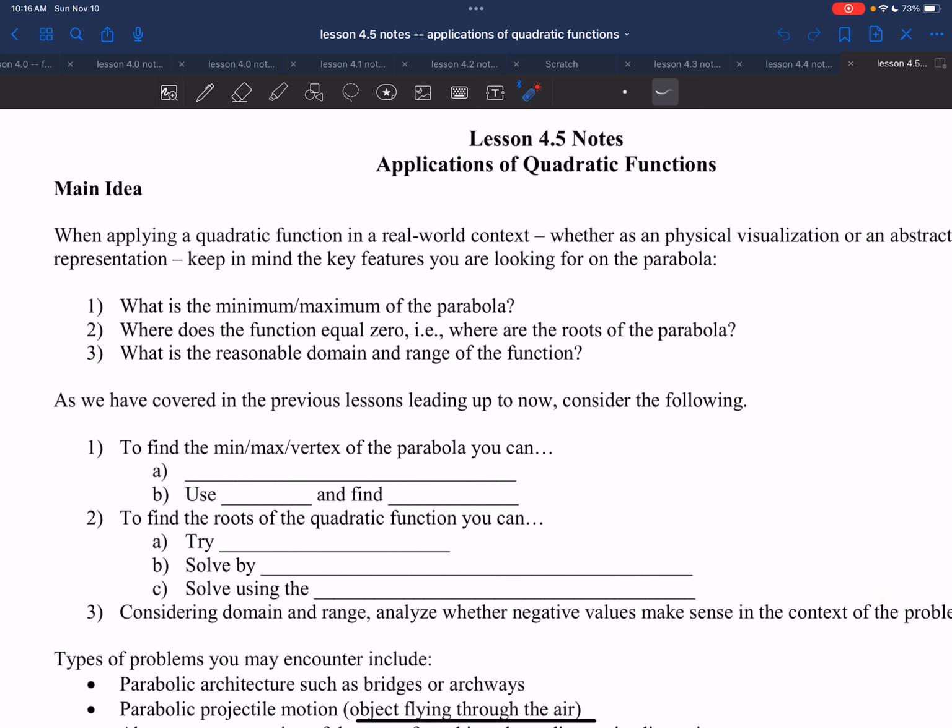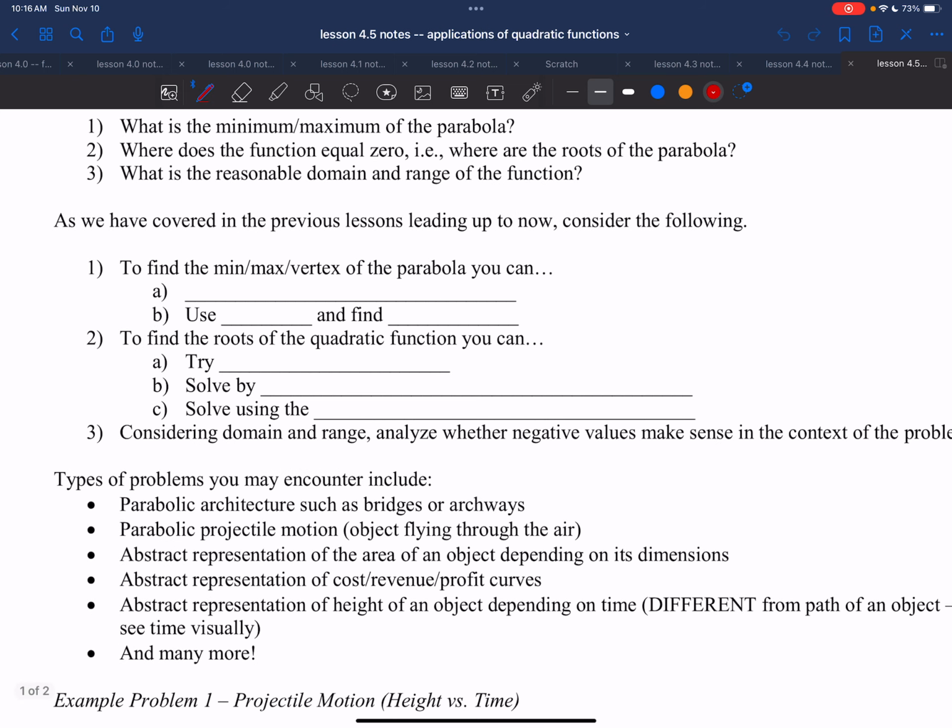Okay, let's go ahead and get started here, do some actual thinking and examples. But the techniques you want to remind yourself of and connect from previous learning is, if you're trying to find the vertex of a parabola, right?